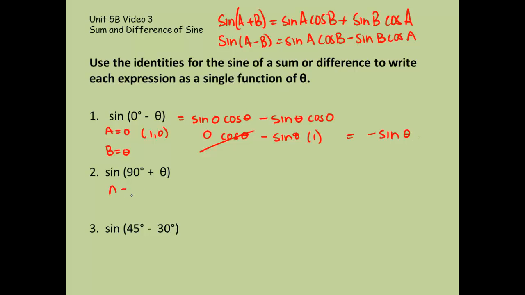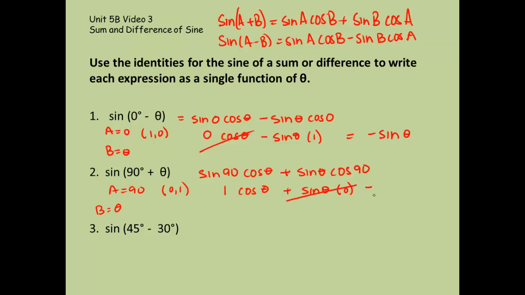90 degrees is my A value, and that has the ordered pair (0, 1), and then theta is our B value. So I have the sine of the first, cosine of the second, plus sine of the second and cosine of the first. Filling these in, the sine of 90 degrees according to my ordered pair is 1 times the cosine of theta, plus the sine of theta, which I don't know, times the cosine of 90, which is 0. So this one gets wiped out, and my final answer is the cosine of theta.